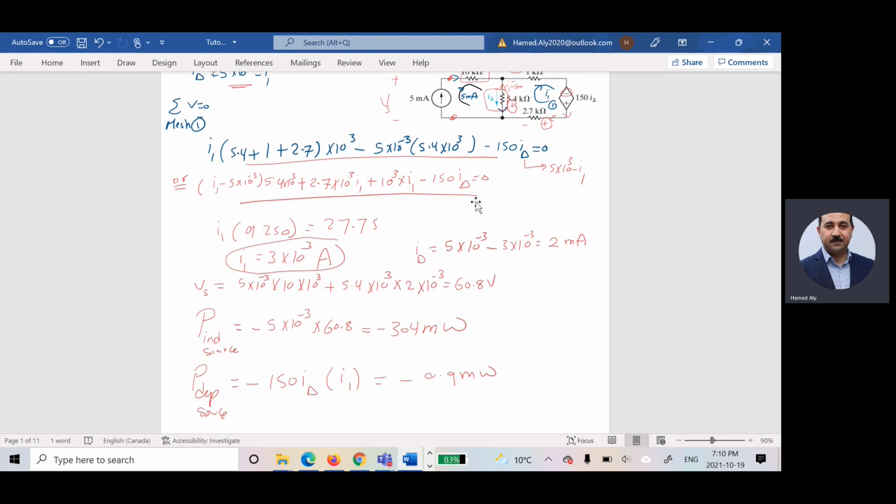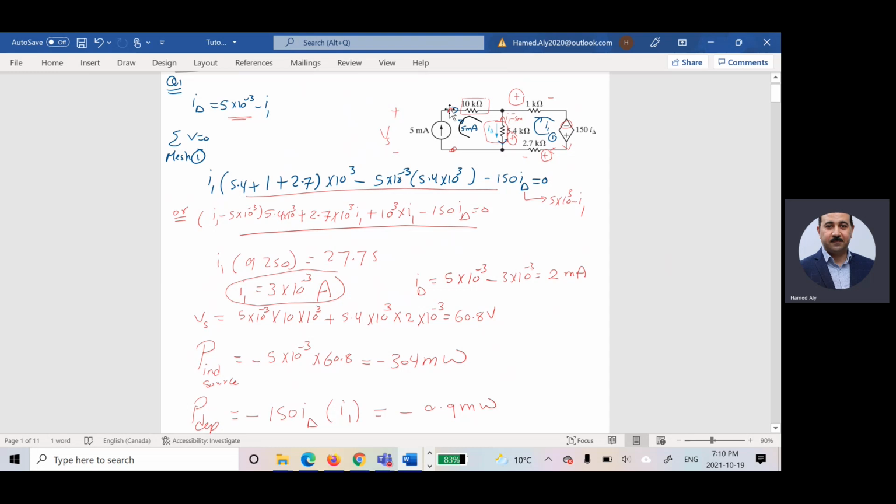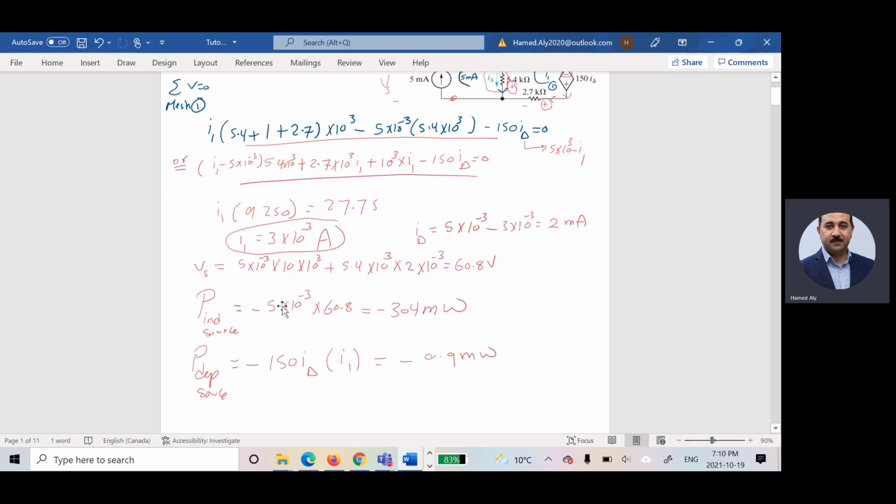How did I find VS? Okay, VS is the voltage between those. So I said the summation of the voltage here is equal to 0. So I can say VS is equal to the voltage across this resistor plus the voltage across this resistor. That's why I wrote it here. It is VI plus IR plus IR.